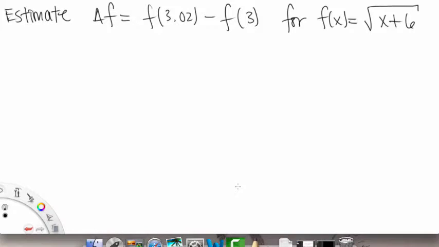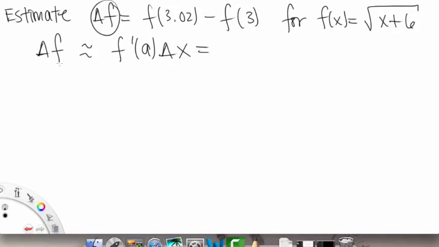Alright, for this question we're asked to estimate the change in f, or delta f, which is f of 3.02 minus f of 3, for the function f of x equals the square root of x plus 6. In order to estimate this, we have to know that this is about equal to f prime evaluated at a, and then delta x.